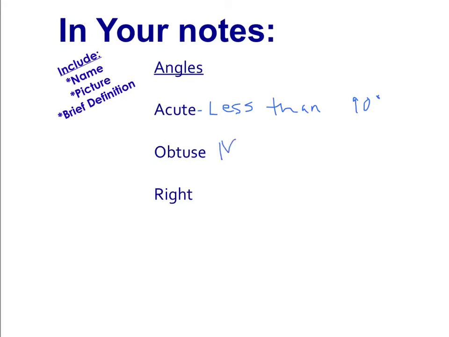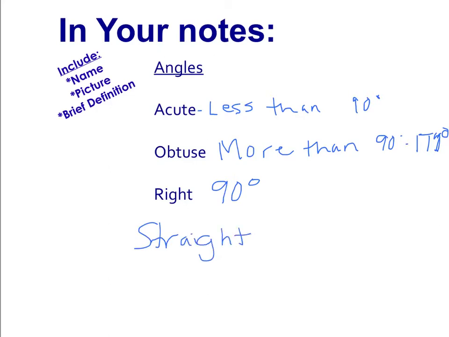Obtuse are more than 90 degrees, and in fact, they are between 90 and 179 degrees, I should say. That says 179. And right is exactly 90 degrees. There's one more that's not on here, and that's straight. You do need to know what a straight angle is, and that is where your vertex is in the middle, but it doesn't look like there's any corner to it at all because it forms a straight line, and that's exactly 180 degrees. If you have something bigger than 180, we call it a reflex angle, but you don't actually need to know that.